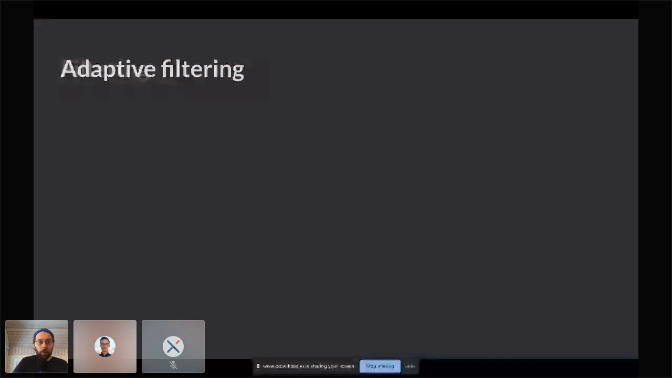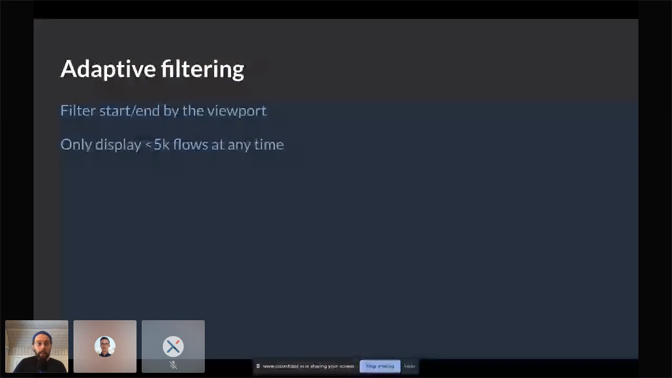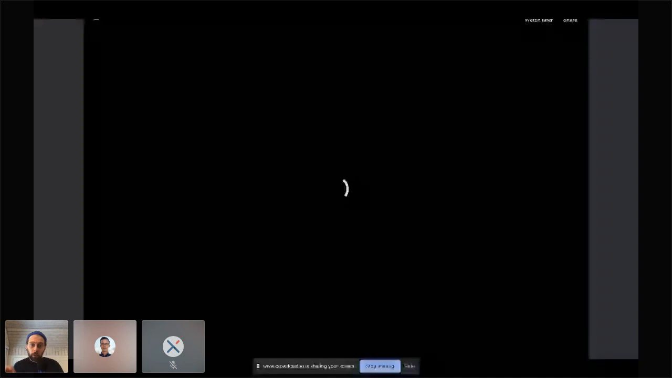This is what I'm doing in Flowmap.blue. I filter the flows by the viewport, only keeping the flows which either start or end in the viewport. And at any time, there are not more than 5K flows shown in the viewport. This is a magic number I came up with. It's big enough to show much of the detail, and it's also small enough to guarantee that the performance is okay. And also the scales are adjusted, so the thickness of the arrows and the colors are adjusted so that we can see the detail.